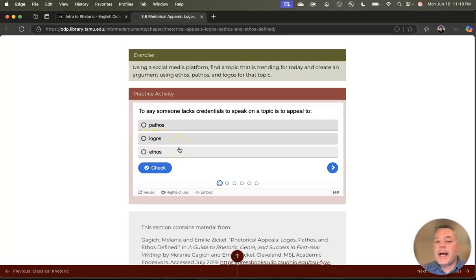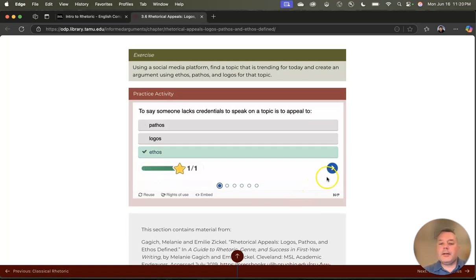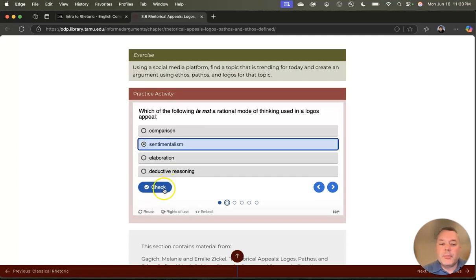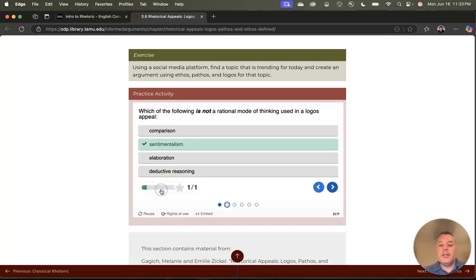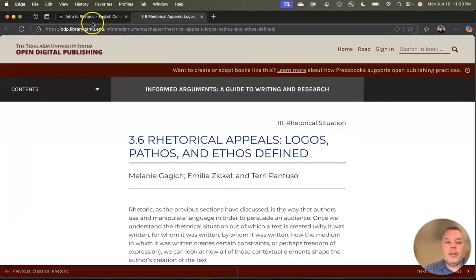So to say someone lacks credentials to speak on a topic is to appeal to, which one would that be? Well, that would be ethos. And you can check, actually, I need to go back. Check your answer. Yay, I got it correct. And then you can go through and look at these, and you would need to read the material before taking this quiz. But which of the following is not a rational mode of thinking used in logos? Well, it would be this one here because that is pathos, being sentimental. So anyway, you get the point of these. Looks like there's 6 of these questions. So really good overview and a deeper dive into that.